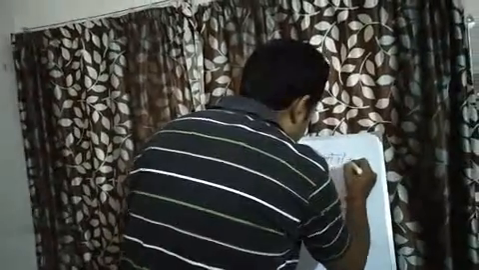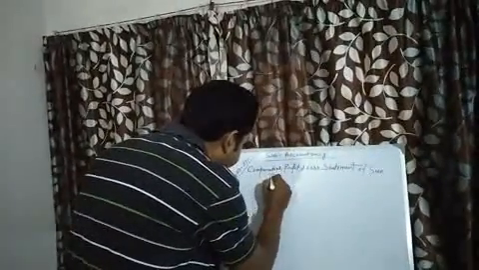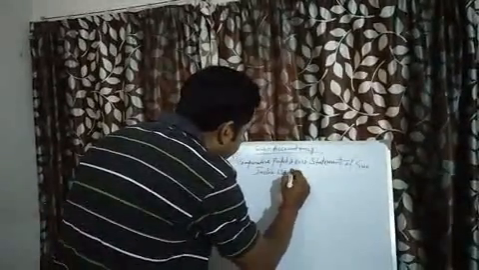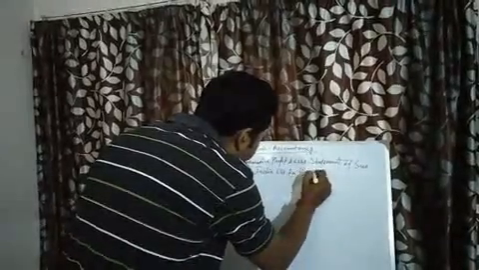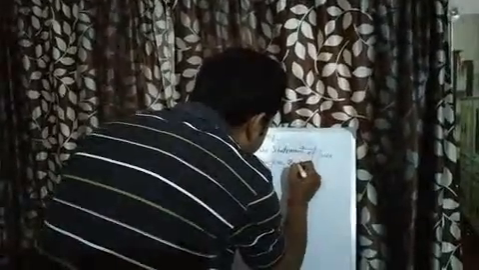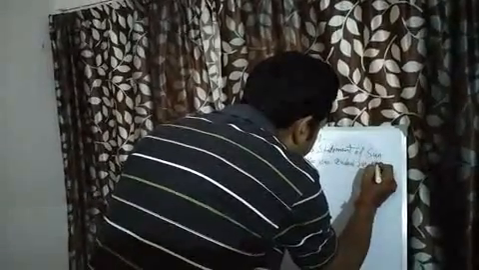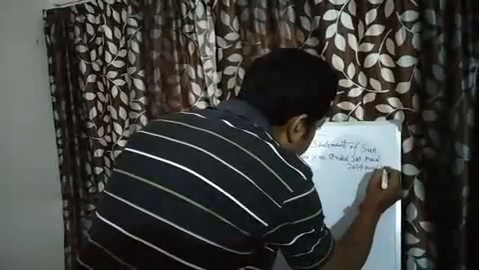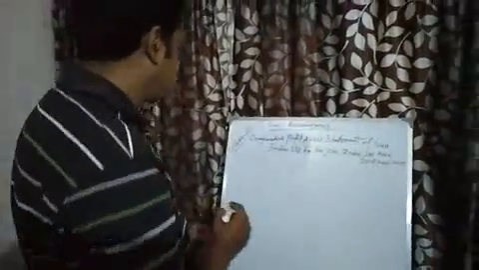So, comparative profit and loss statement. You should first write: comparative profit and loss statement of Sun India Limited for the year ended 31st March 2014 and 2015. For both years we are making the comparative analysis.